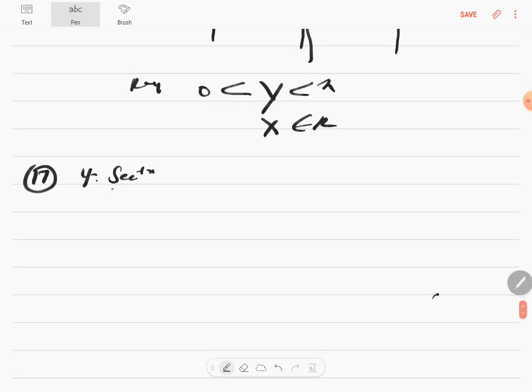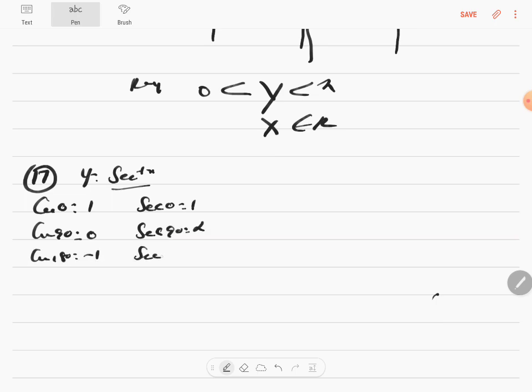You know secant is a reciprocal of cos, and you know cos 0 is 1. So secant 0 will also be 1. Cos 90 is 0. Therefore secant 90 will be infinity. Cos 180 is minus 1. Therefore secant 180 is also minus 1. Cos 270 is 0. Therefore secant 270 is infinity.